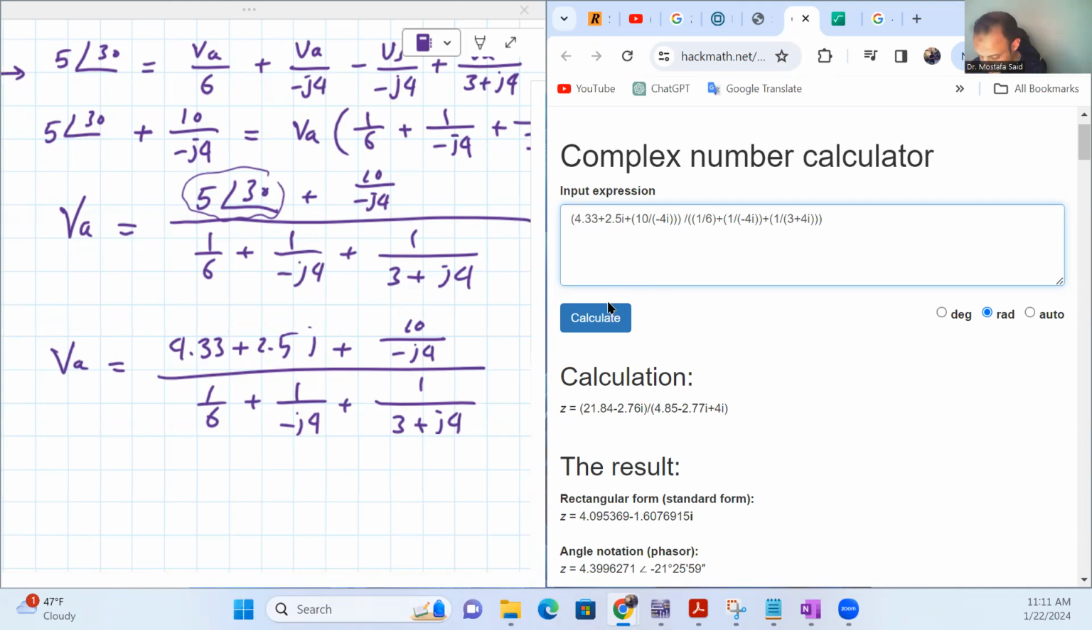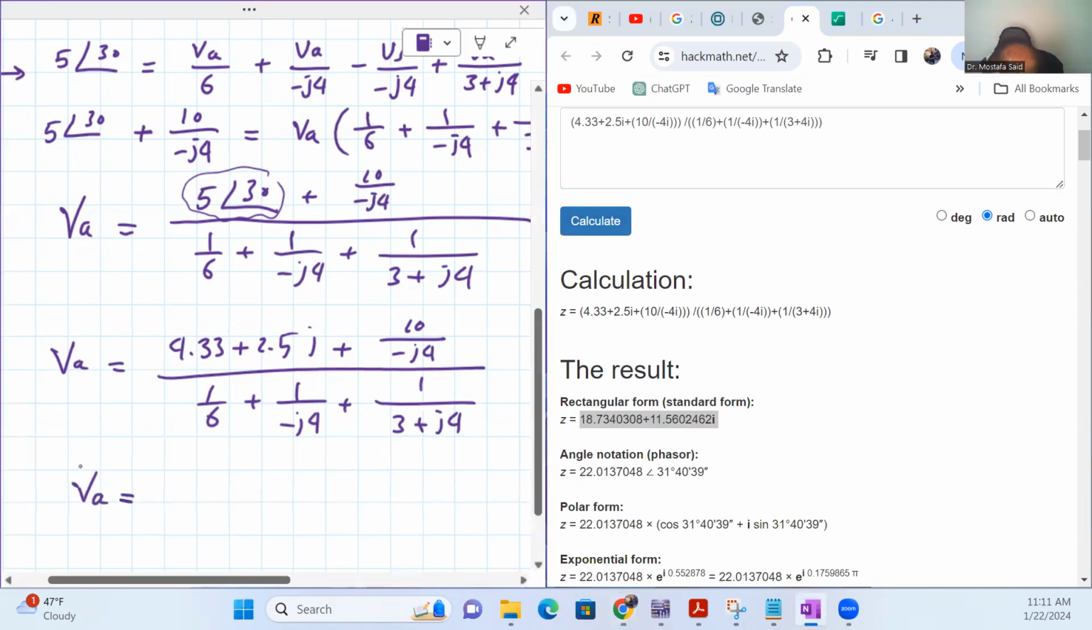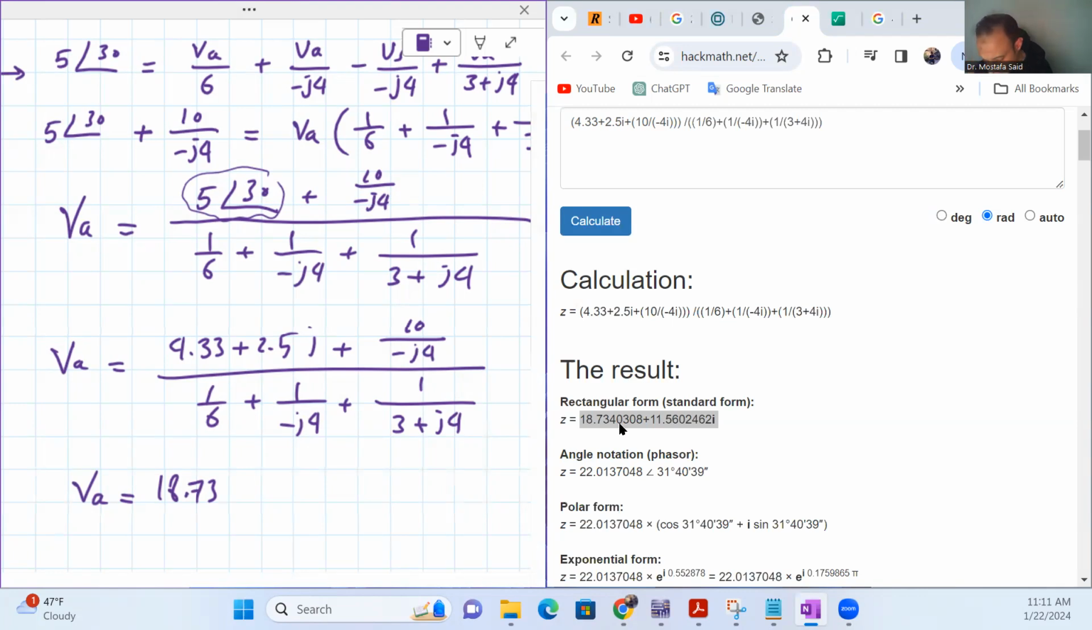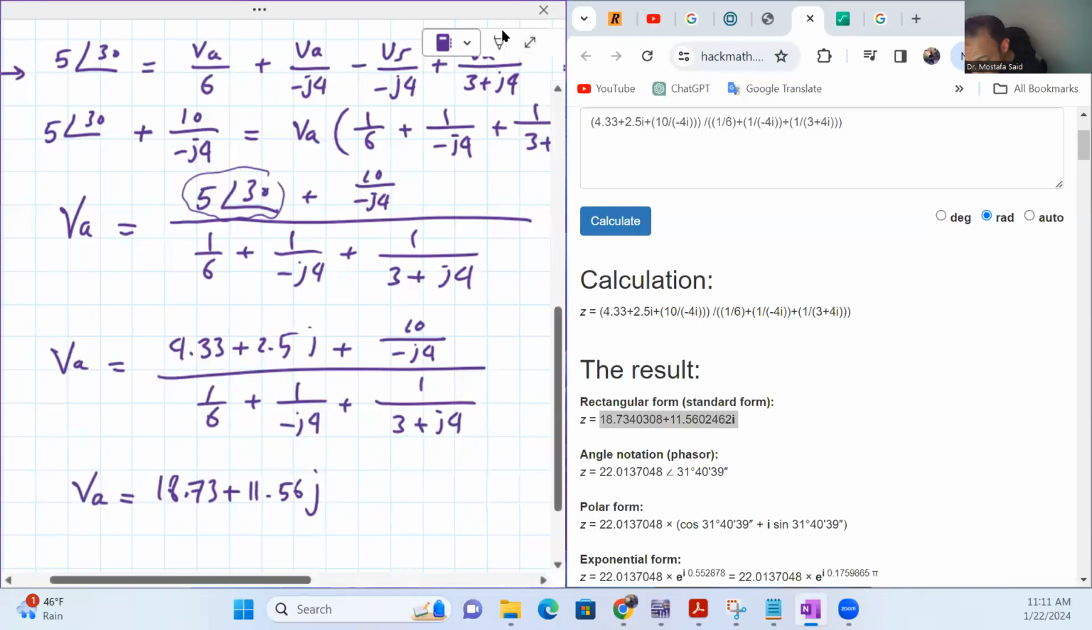Okay, let's calculate now. So VA is that value here. I believe this is the correct answer, but let's check. You just need two decimal places, and you can do rounding, of course. So here it's 7.34, so 4 is less than 5, so keep the 3 as it is, plus 11.56j. But remember, we don't need VA. We actually need IA.